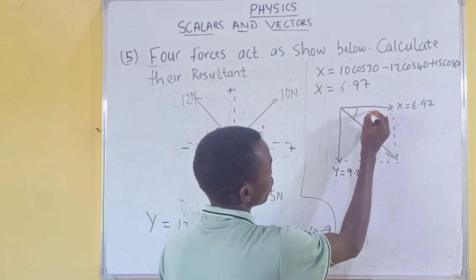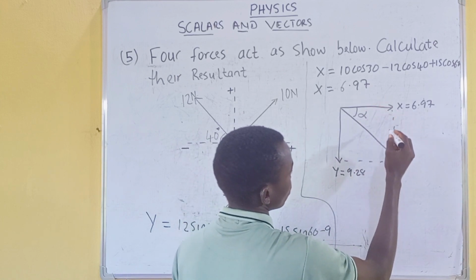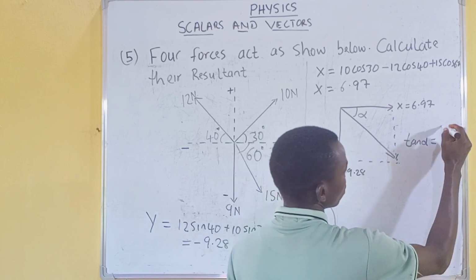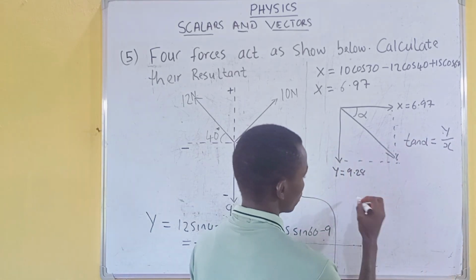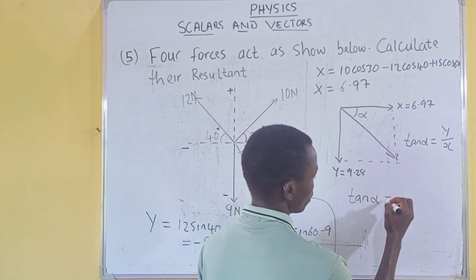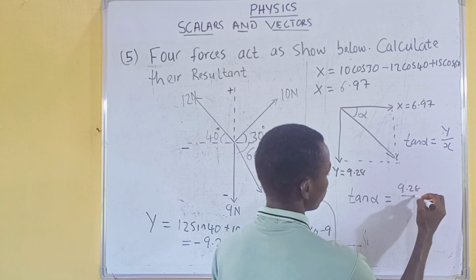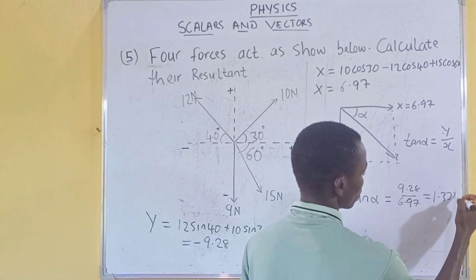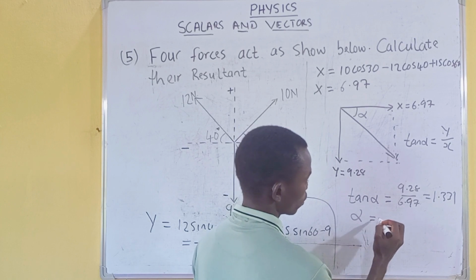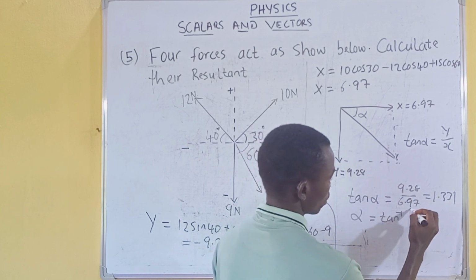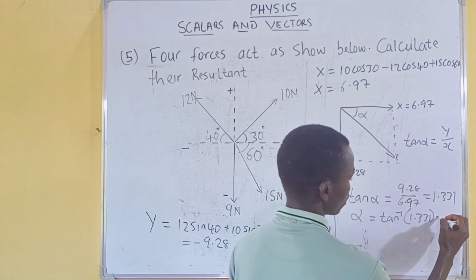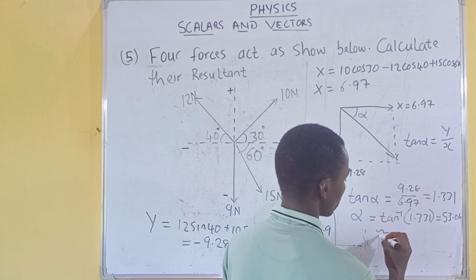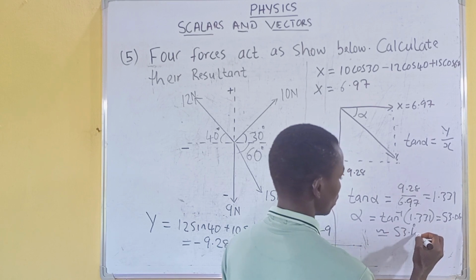From here, we can find this angle to the horizontal, which will now be tan alpha equal to y over x. This will now be tan alpha equal to 9.28 divided by 6.97. This will give 1.331. To get our alpha, we have alpha equal to arctan 1.331. This will give 53.08, approximately 53.1 degrees.